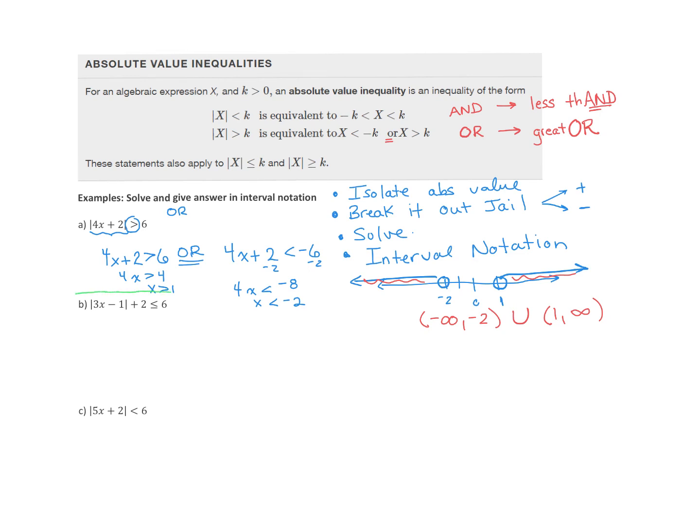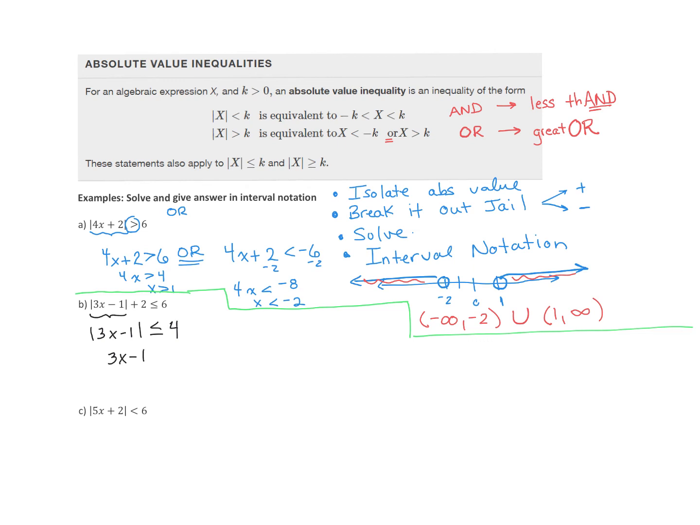Let's do that again here. It's an absolute value inequality, so we're going to break it out of jail, but the first thing we have to do is isolate just the absolute value. So we're going to subtract 2 from each side and get the absolute value of 3x minus 1 is less than or equal to 4. So I've isolated it. Now I want to break it out of jail.